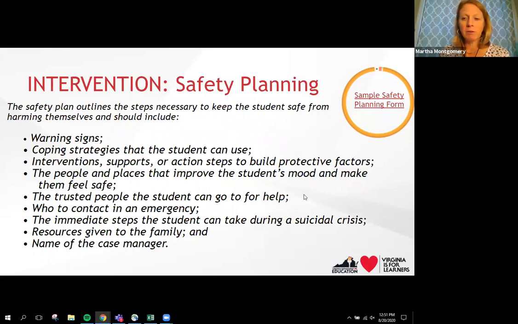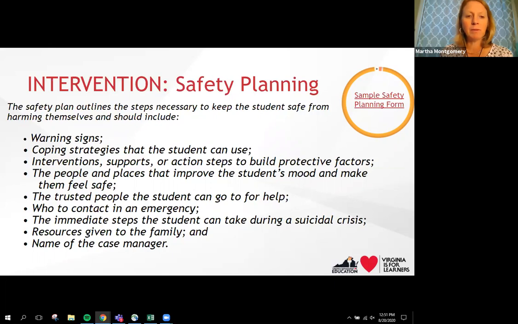And that case manager is going to be the one in the school building that's really going to monitor the student as they return from whatever situation they came from. So we did create a sample safety planning form that can be helpful in driving this process and this meeting that you all might have within your schools.